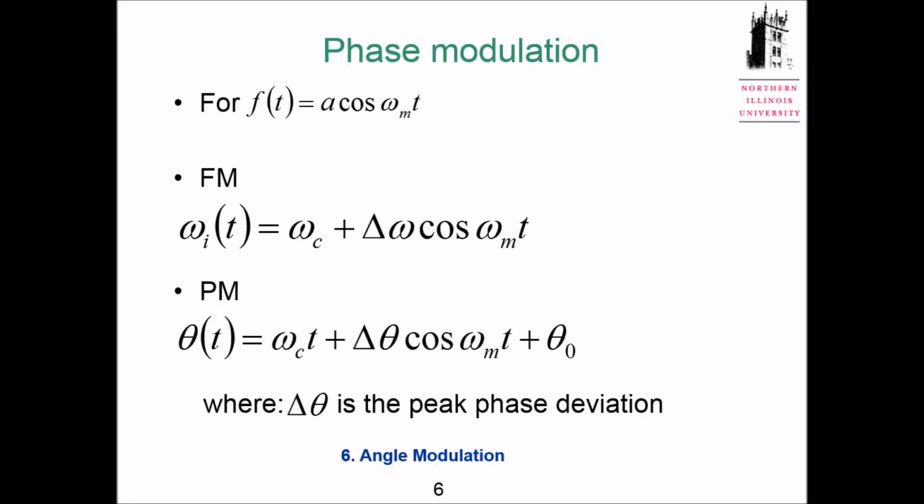This is my phase. The derivative of it will be my instantaneous frequency, so we get omega c. Derivative of cosine, we get minus sine. Theta 0 is a constant, so its derivative is zero. There's no initial phase left in the derivative.